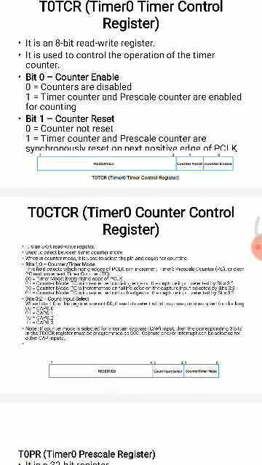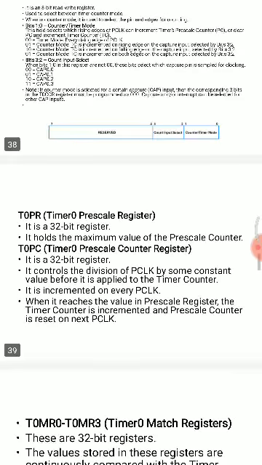The next one is the timer 0 counter control register. It is an 8-bit register used to select between timer and counter mode. In counter mode, it is used to select a pin and the edges for counting. It has bits 1 to 0 for timer counter mode and 3 to 2 for count input select. These are all the timer 0 counter control register formats.